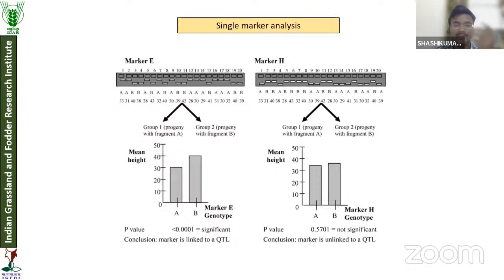A very simple way to explain QTL mapping is single marker analysis. Here you group the genotypes based on the marker. Suppose this is marker E; you group the genotypes into two groups, A and B. Here also for marker H, you group into A and B. Now you test the significance of the difference between these marker genotype groups for the phenotype, applying a simple t-test. If the groups are significantly different for the phenotypic trait, then marker E is associated with a QTL. If the marker groups and the phenotypic trait are non-significant, then it is not associated with a QTL. This is simple single marker analysis.